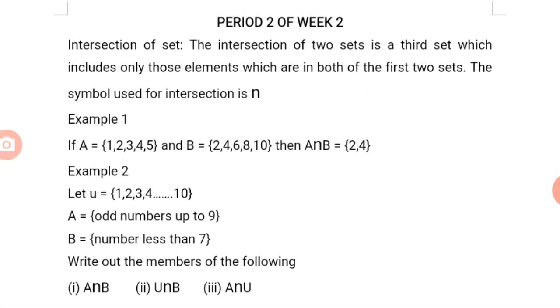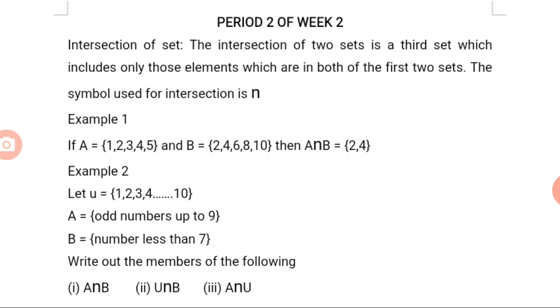If set A has 1, 2, 3, 4, and 5 as its elements, and set B has 2, 4, 6, 8, and 10 as its own elements, then A intersection B is 2 and 4. Why is it 2 and 4?